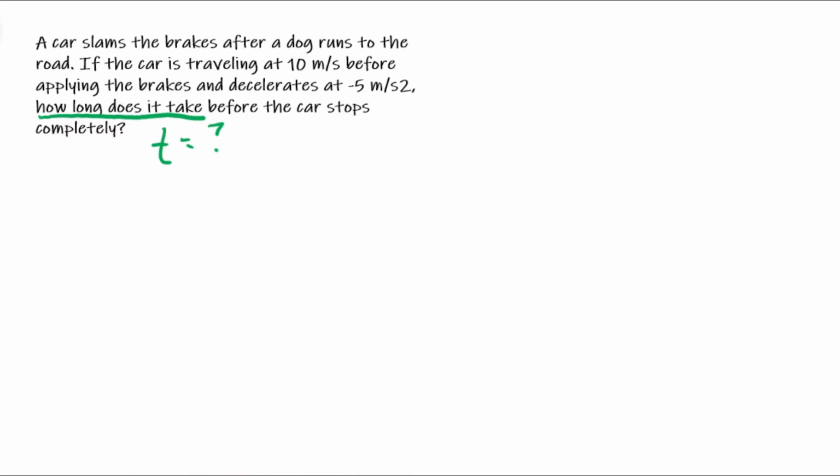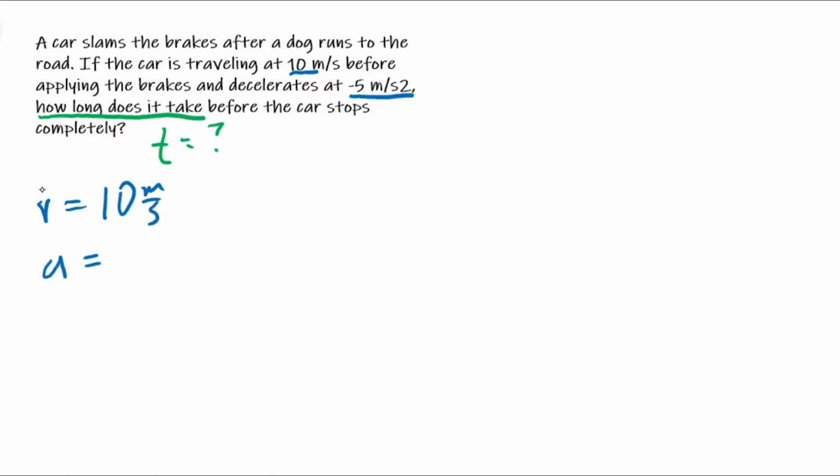And this leads us to our second question. What do we know? Car slams the brakes. If the car is traveling at 10 meters per second, I'm going to go ahead and bring some attention to those numbers. As always, 10 meters per second is some type of velocity. V is equal to 10 meters per second, some type of velocity.